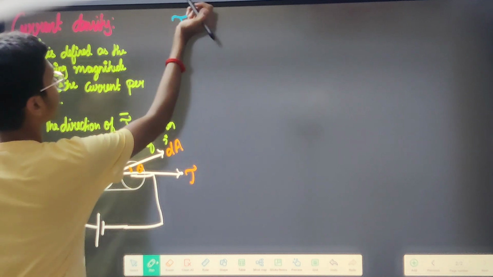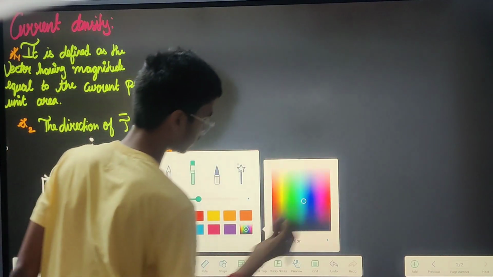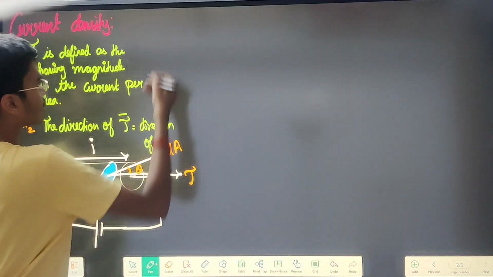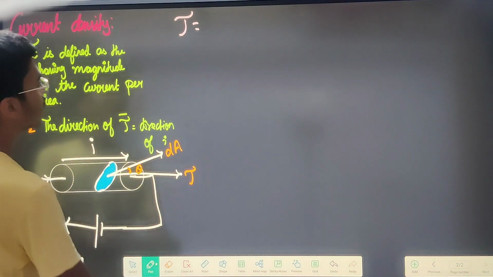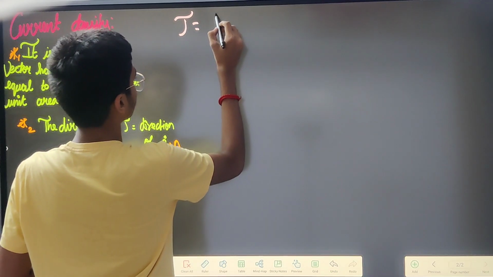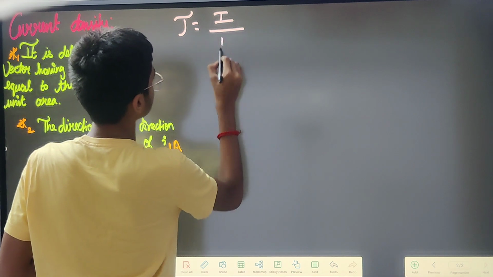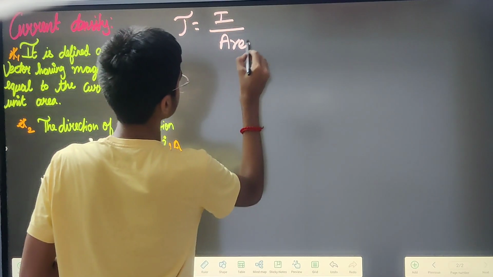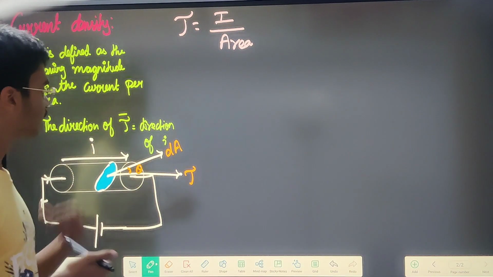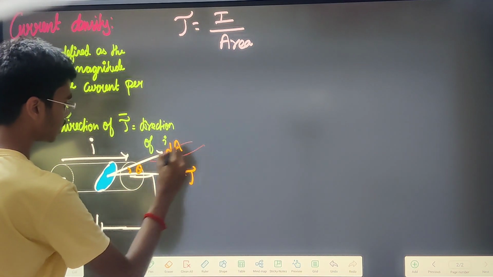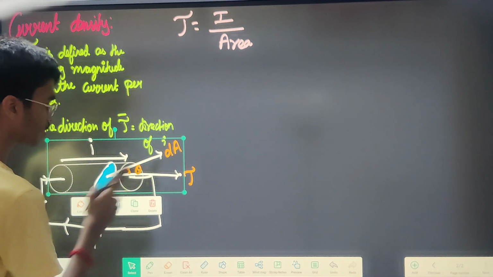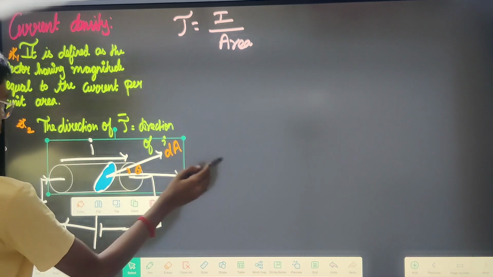So J is equal to, I will write it in different colors so that it will be kind of attractive. J, which is current density, is equal to, what is normally current density? I have already said, right? It is actually equal to current per area. So this is what the area vector is.